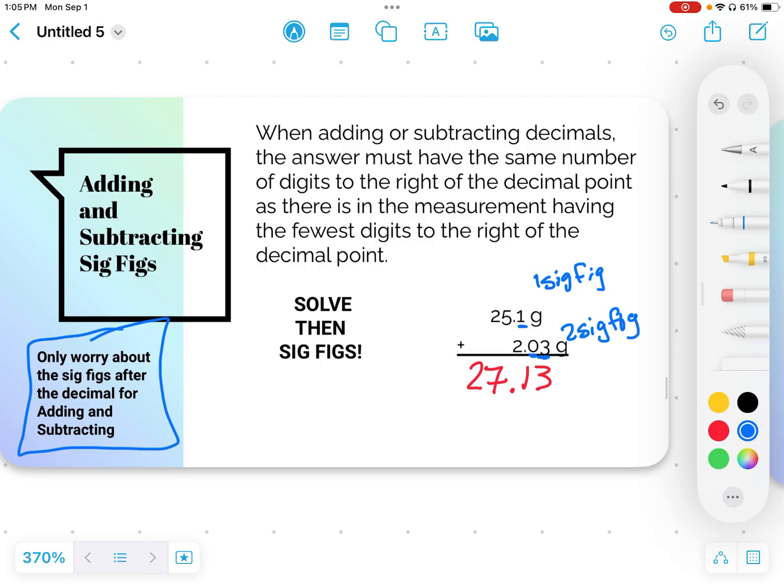So what's smaller, 1 or 2? Obviously, your answer is 1. So what's going to happen? I'm going to ignore 27, okay? I'm not worried about what's to the left of the decimal, just to the right of the decimal. So again, I'm going to 1 sig fig. I look behind, it's a 3. Are you going to round up or stay the same? You're going to stay the same because it's 4 or lower. So my final answer here would be 27.1 grams. Again, solve first, look at your numbers, figure out how many sig figs, always go to the least amount, and then put your final answer in sig figs.